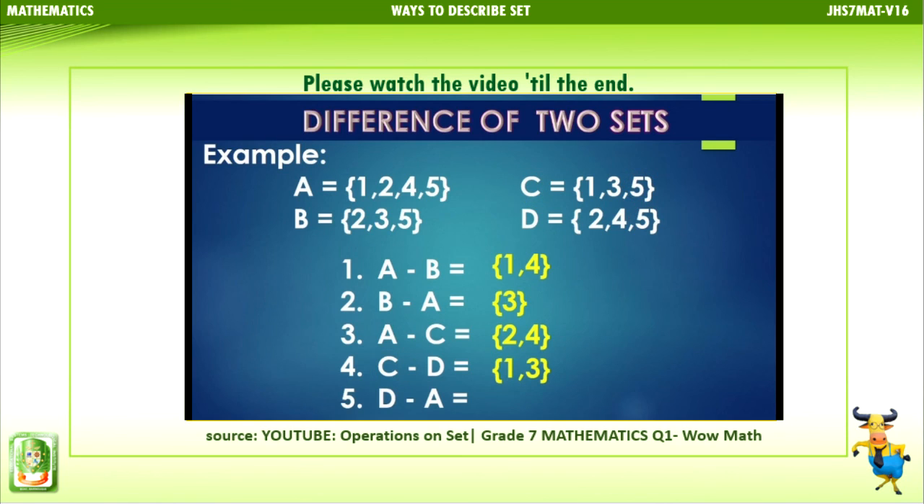And then, number 5, D minus A. Ano yung mga elements ni A na meron kay D? So, pareho siyang may 2, 4, 5. So, tatanggalin natin yon. Therefore, ano na lang natira kay D? Wala na. So, ibig sabihin, that is an empty set.